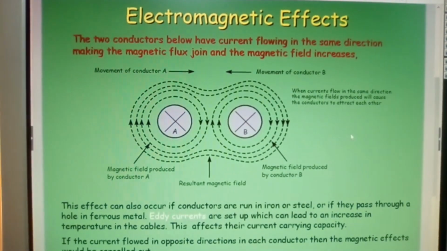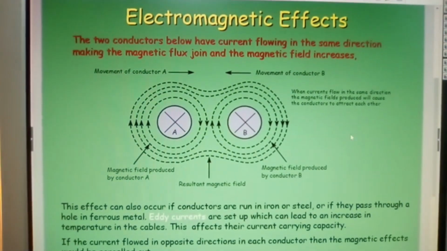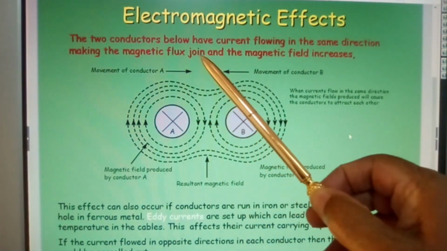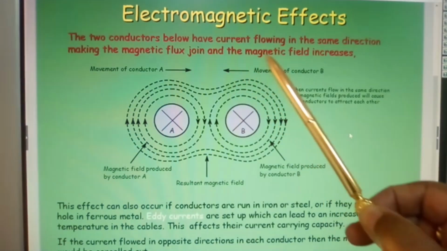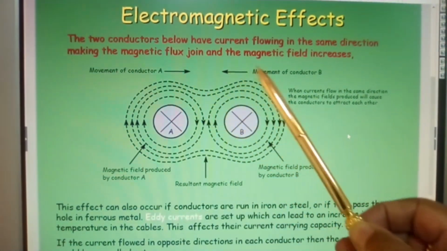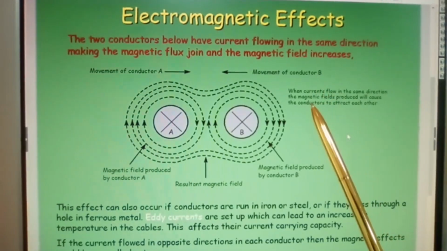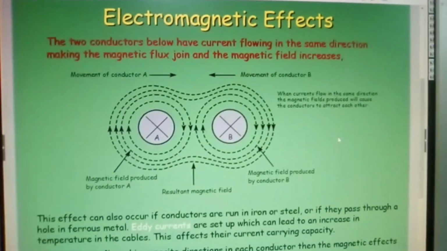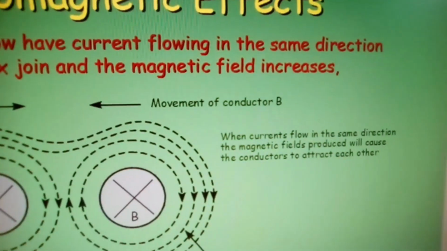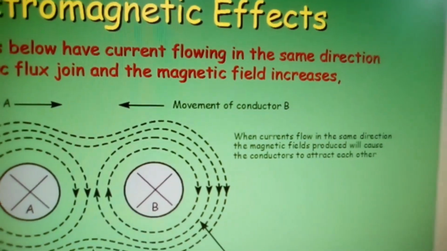And here again we have the electromagnetic effect. The two conductors below have current flowing in the same direction, making the magnetic flux join and the magnetic field increases. Movement of conductors, okay? Let's just make sure you can read this for yourselves, okay? Yeah, okay.